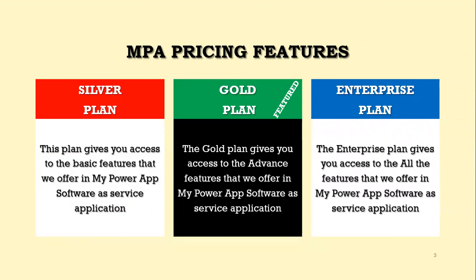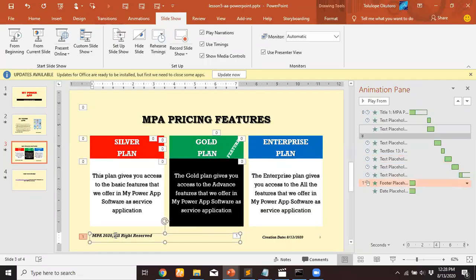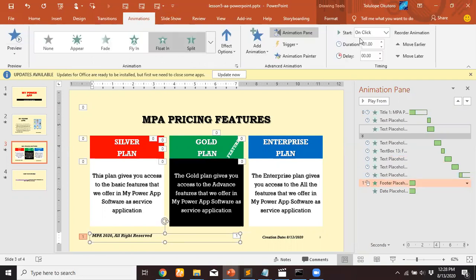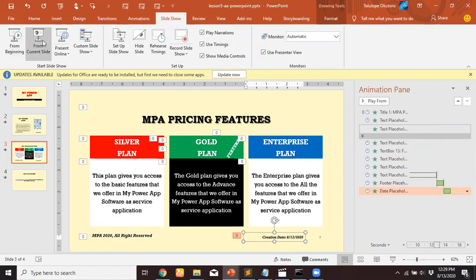Let's go to the last slide. Once it comes up, it's supposed to show us the last footer by itself. Something is wrong with the control of the footer. Probably let's come to the animation pane and put it on after previous also. So let's get back to slideshow and preview again. Allow it to load itself.